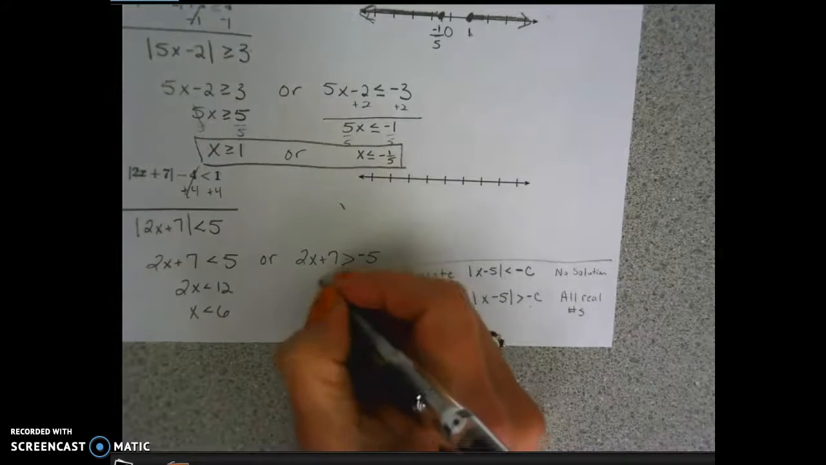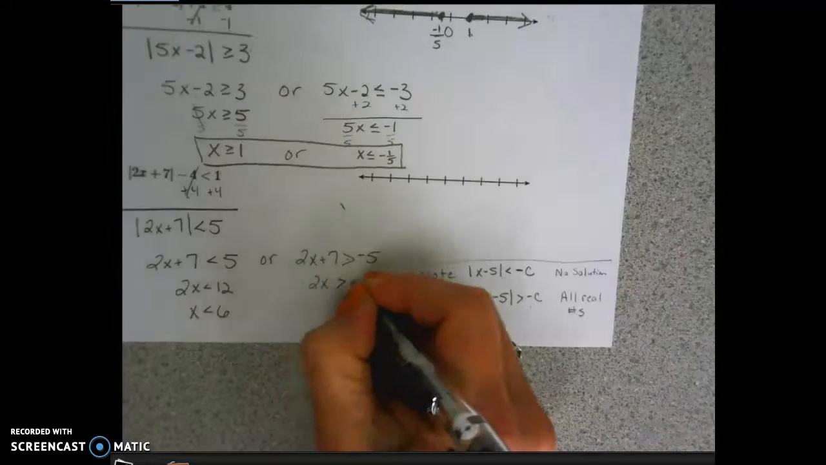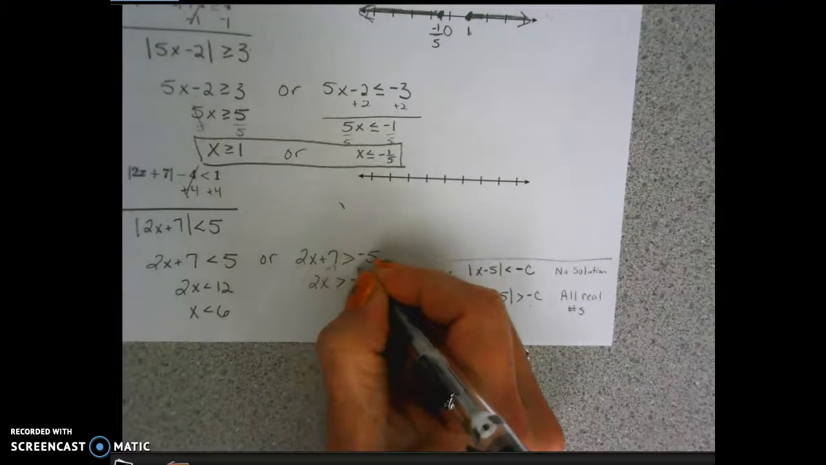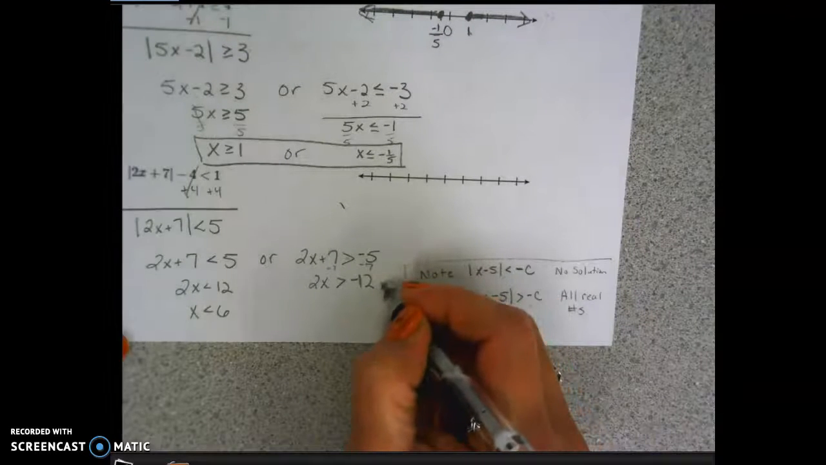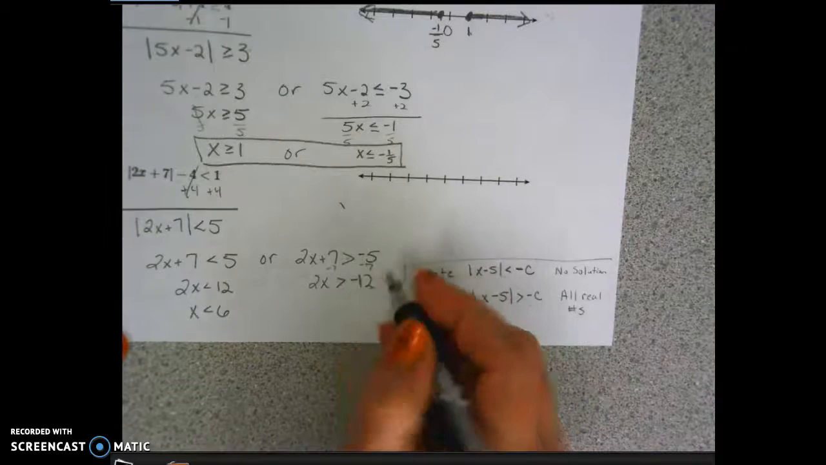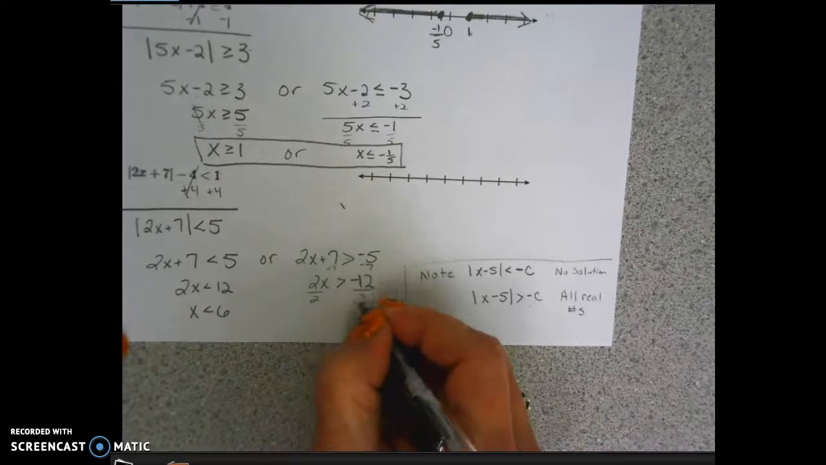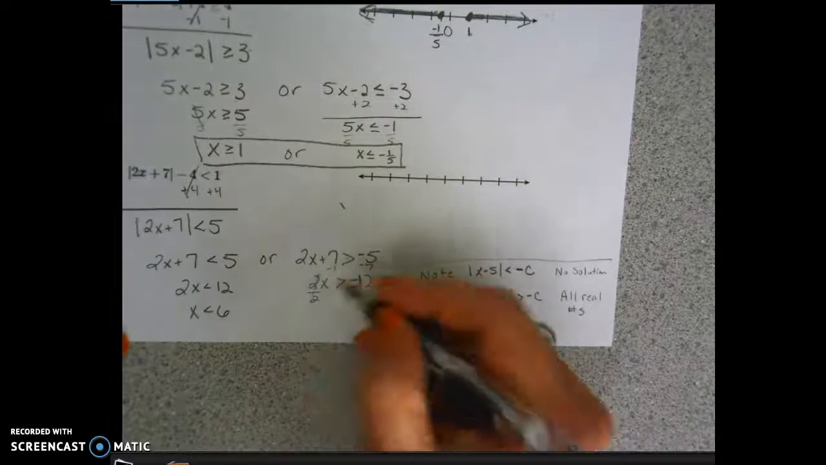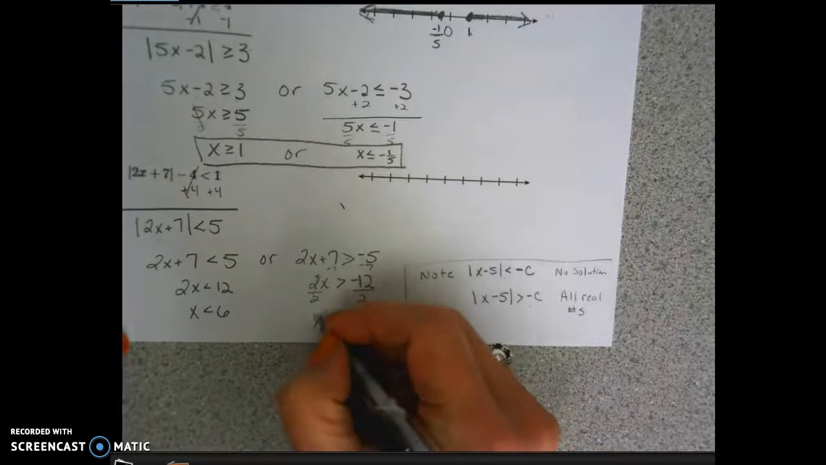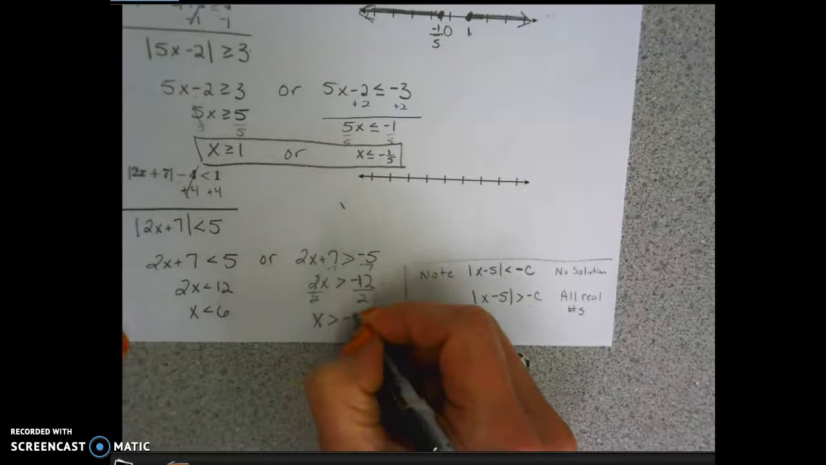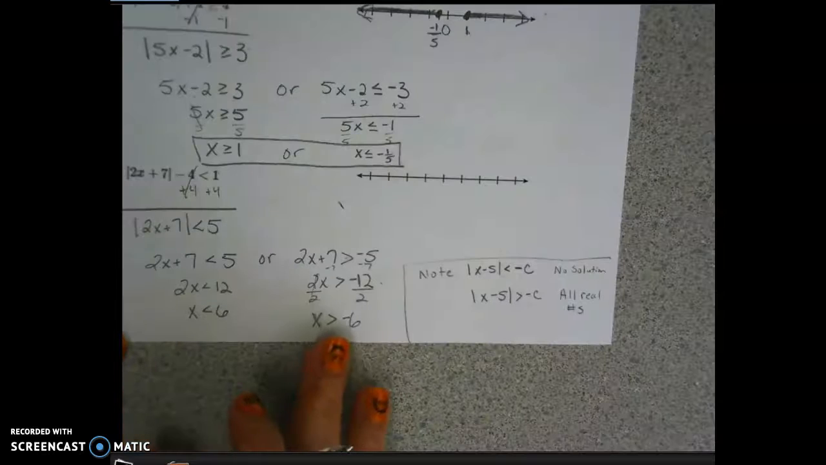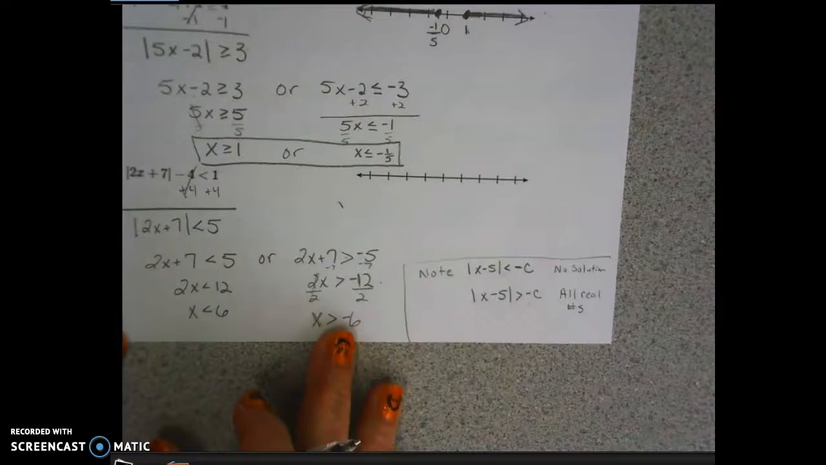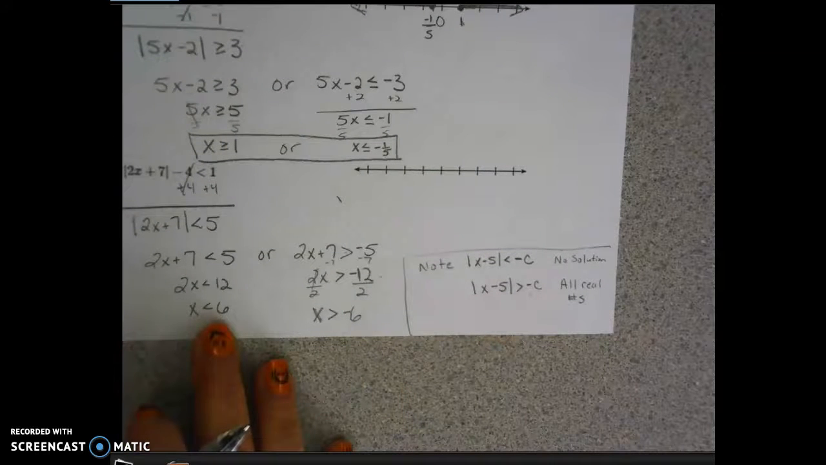On this side, if I subtract 7, 2x is greater than -12. Again, -7. -7 minus 5 is -12. I'm dividing a negative number, but I'm not dividing by a negative, so I do not need to flip anything. Again, x can be greater than -6. So less than +6 and greater than -6. Something went wrong here, didn't it?